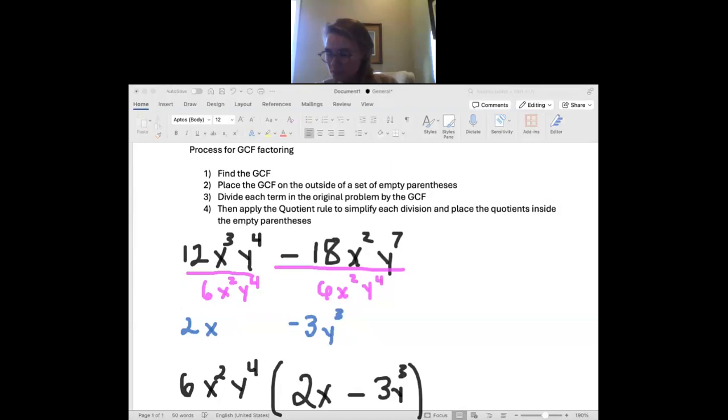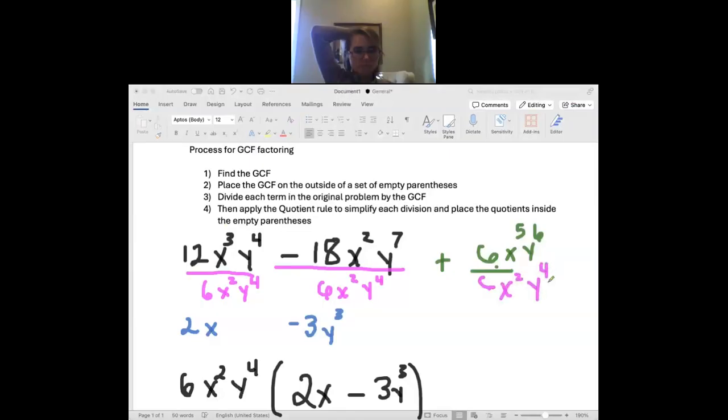And by the way, it wouldn't matter if we had another term sitting over here. It doesn't matter how many terms you have with this. Suppose I had 9, 6, x to the fifth, y to the sixth. I don't know, just makes sense. It doesn't matter if we have another third term over here. You still do the same thing. You would still divide this one by the 6x squared y to the fourth.